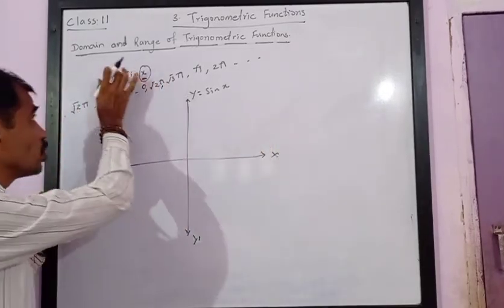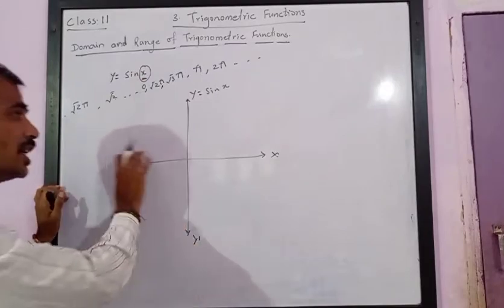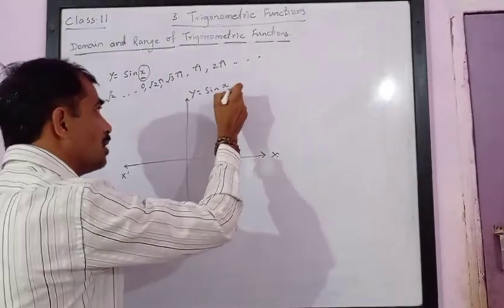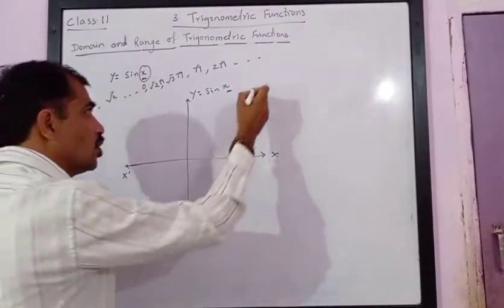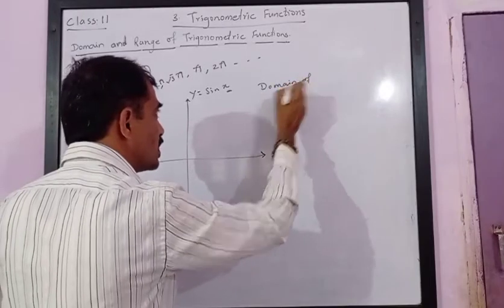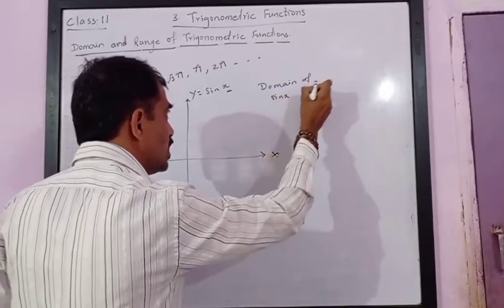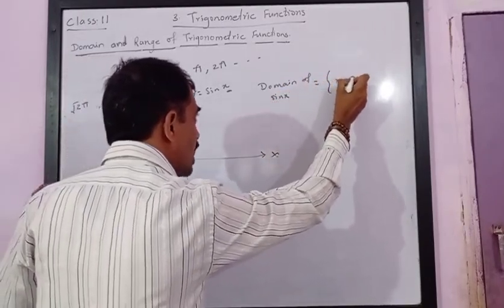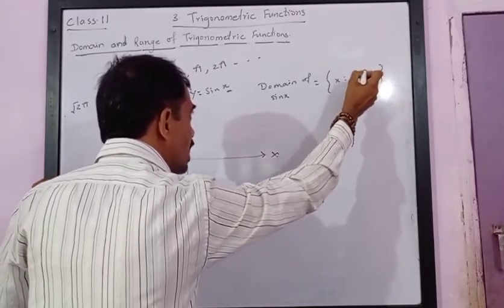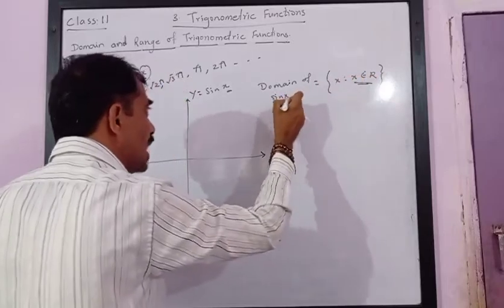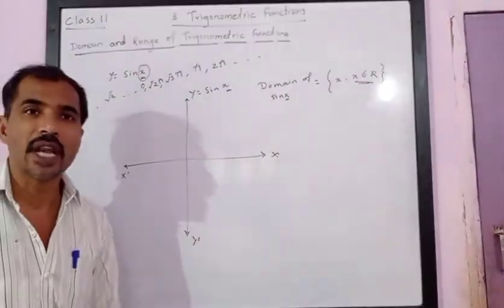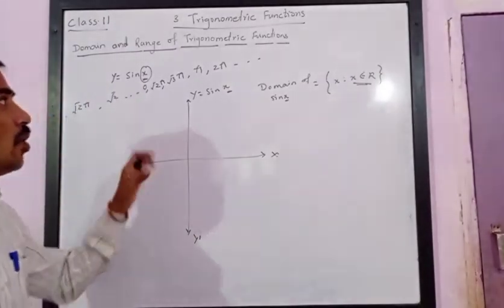So this y equals sin x function exists for all real numbers. It means x can be any real number. Hence the domain of the sin function is the set of x such that x belongs to real numbers. So this angle can be any real number. It can be a rational number, it can be an irrational number.